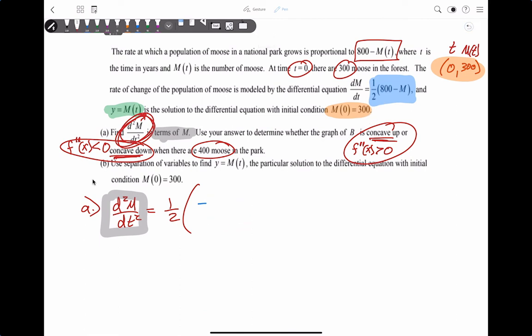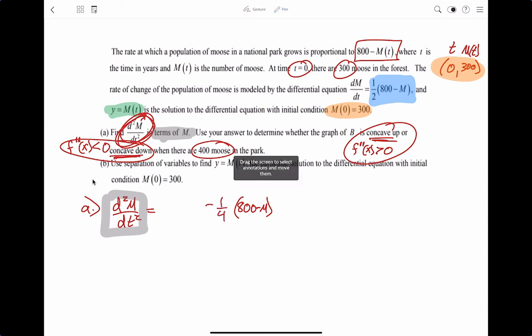A negative dm dt. Okay, and that dm dt is going to be 1/2 times 800 minus m in parentheses, and this is what I have. So a lot of parentheses are happening right now, okay? And if I wanted to, I can get rid of some of them. So I could say this negative 1/2 multiplied with this positive 1/2, I could make it a negative 1/4 if I wanted to, okay? All of this would become a negative 1/4. And if you need to rewind just real quick to see what just happened, feel free to do so.